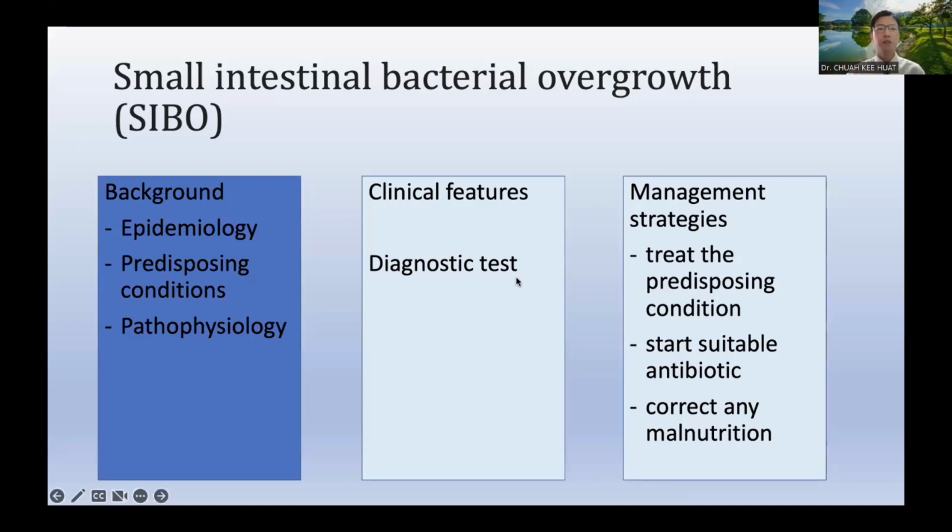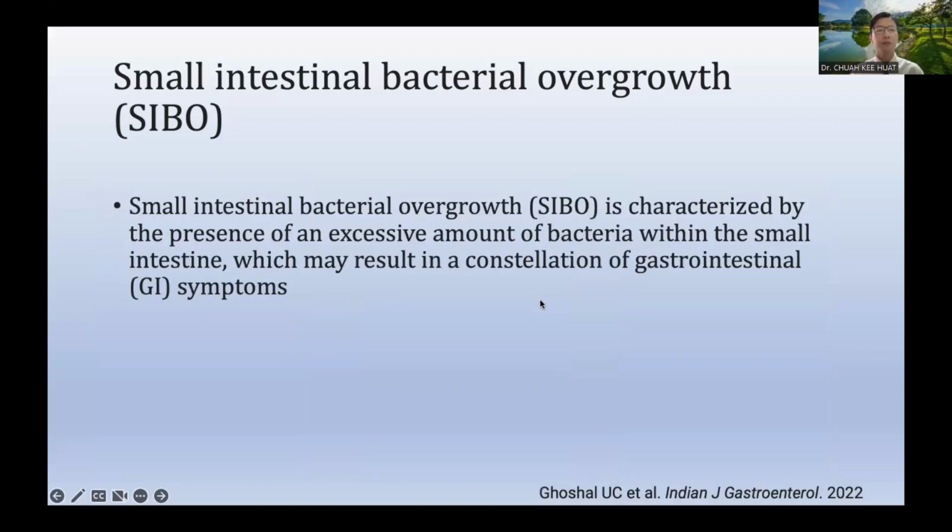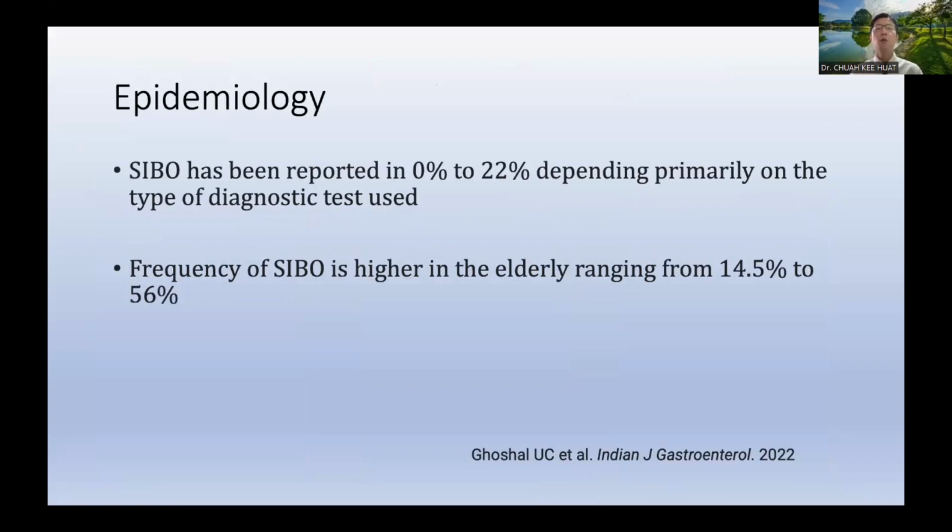Just want to talk briefly about small intestinal bacterial overgrowth. Small intestinal bacterial overgrowth is characterized by the presence of an excessive amount of bacteria within the small intestine, which may result in a constellation of GI symptoms. SIBO has been reported in 0 to 22% of normal healthy people, depending primarily on the type of diagnostic test used. The frequency of SIBO is of course higher in elderly patients.